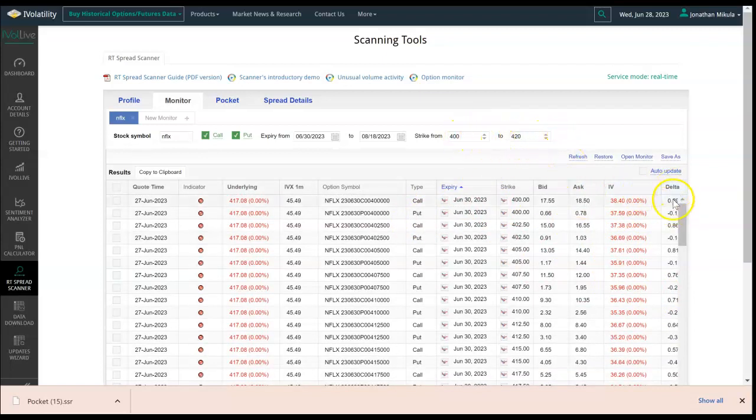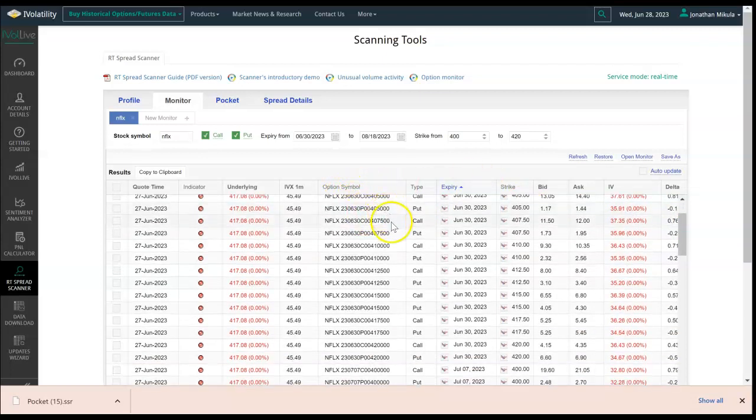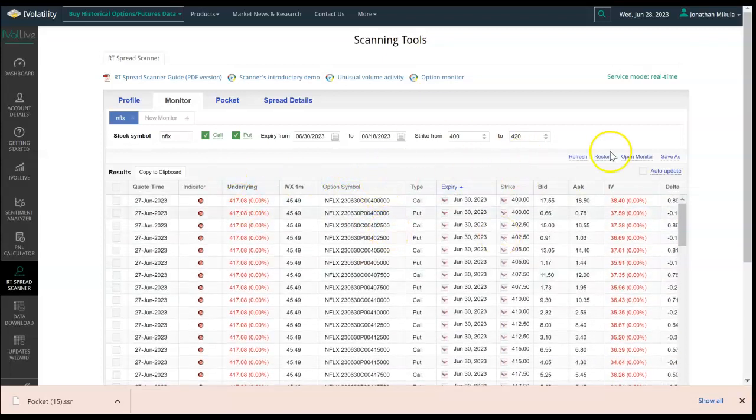And again, we have our delta, which is telling us how sensitive this option is to every move in Netflix underlying price. So for every $1 Netflix goes up, this call option will go up 89 cents. And for every $1 that Netflix goes down, this put would increase by 10 cents. So we have all of that available to us here. Again, we can save this monitor.